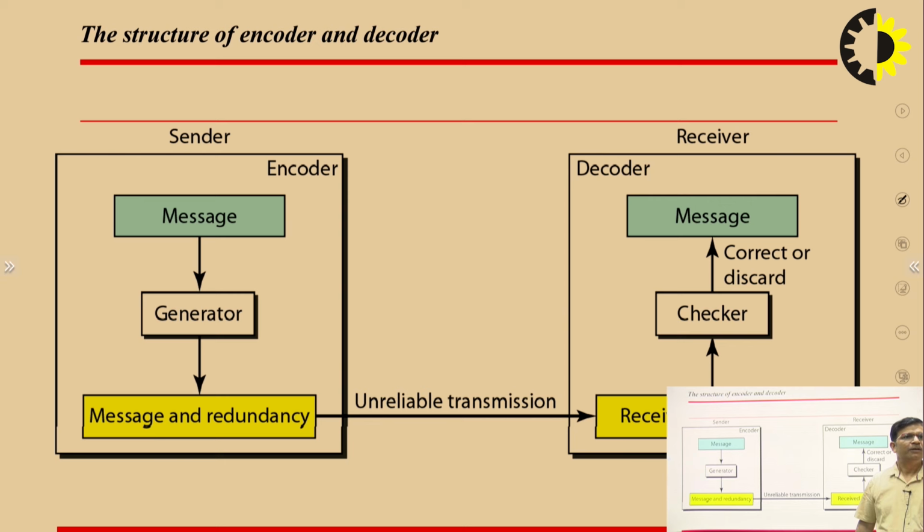So this is the sender side: message, generator, and message with redundancy. Redundancy has been added to the actual data. This is a reliable transmission where error can be detected. Error can be added to the data. At the received information, the checker checks the message. Here, some error has been detected. So after detection, we have to correct the error, or we have to discard the message and ask the sender to retransmit the message again.